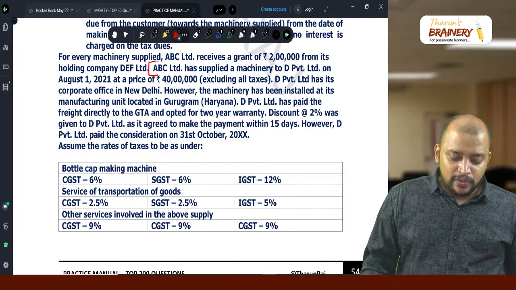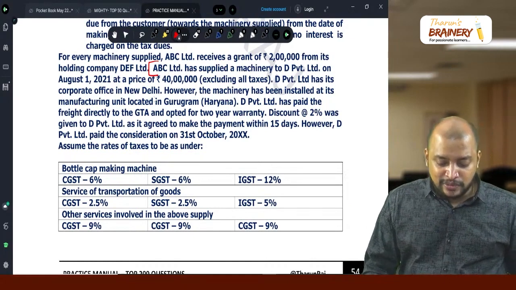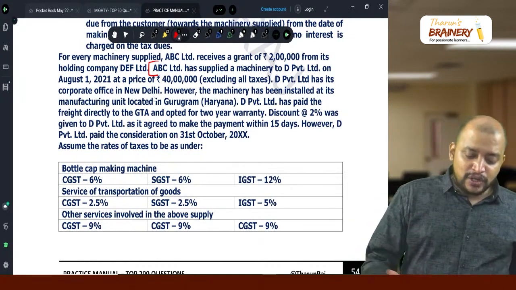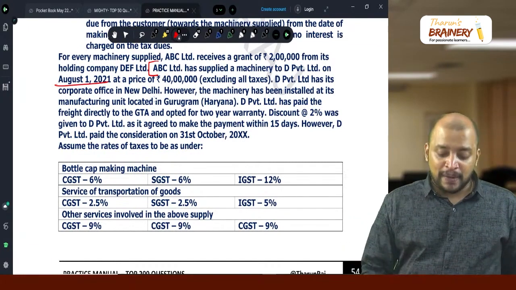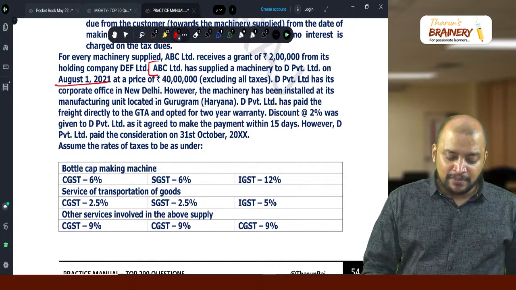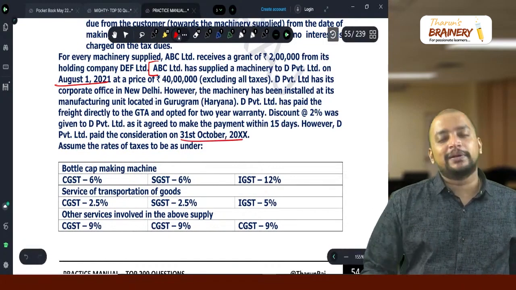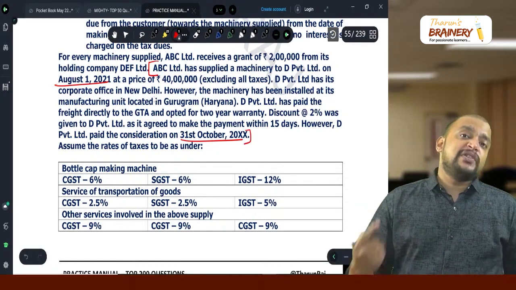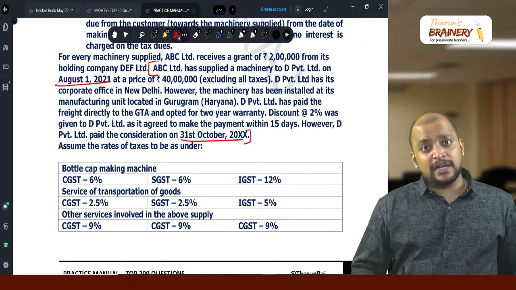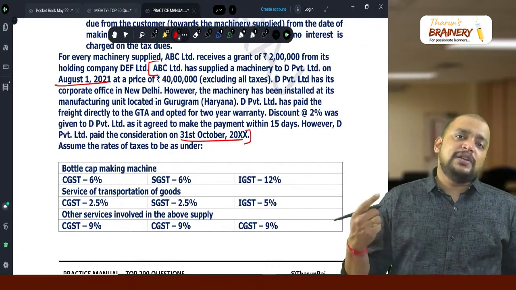Discount at 2% was given to D Private Limited as it agreed to make the payment within 15 days. Actually, when the supply is happening, August 1st, within 15 days they should pay. But however, D Private Limited paid the consideration on 31st October. So, which means the payment is not made on time, because of which the discount offered will be recovered and even interest will be levied.